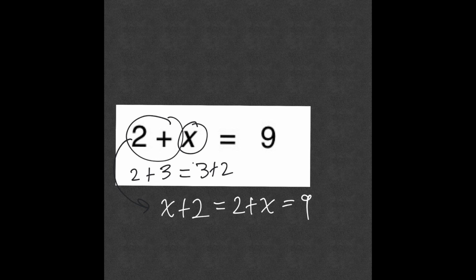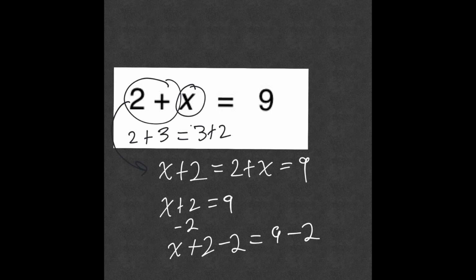All right, so if I have x plus 2 is equal to 9, all I need to do is solve for x by doing the opposite of what plus 2 is. Well, the opposite of plus 2 is minus 2. So I'm going to take x plus 2 and subtract 2. But if I do it on the left side, I also need to do it on the right side to keep balance.